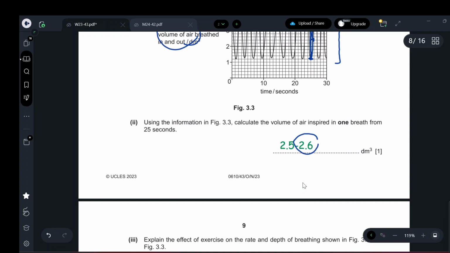Explain the effect of exercise on the rate and the depth of breathing. Explain. We described, we saw the graph, we want the explanation now. Why does the exercise increase the breathing rate? We have two parts for this question. How did it increase and why did it increase? How did the breathing rate increase?